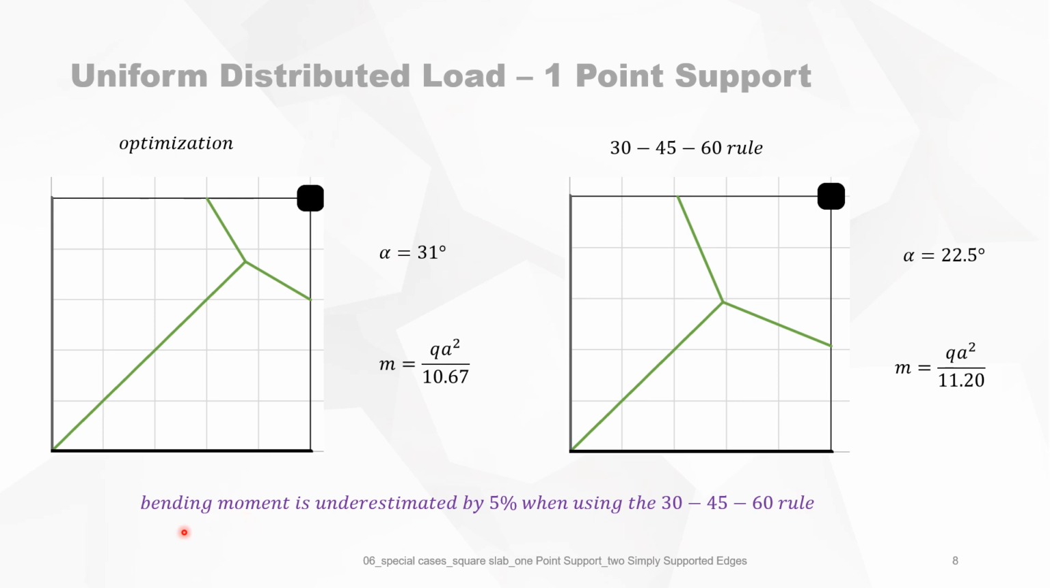So you see that the bending moment is underestimated by 5% when you are using the 30, 45, 60 rule in this case. And you see also that the load that this point support has is bigger in the 30, 45, 60 rule compared with the load in the optimization.